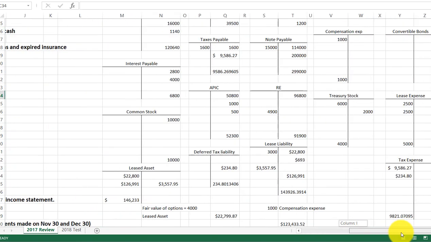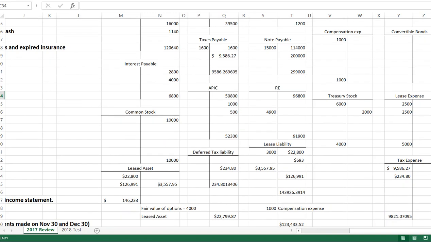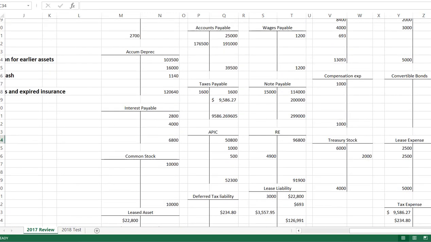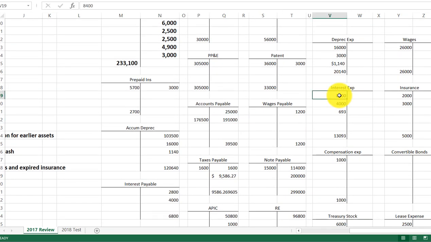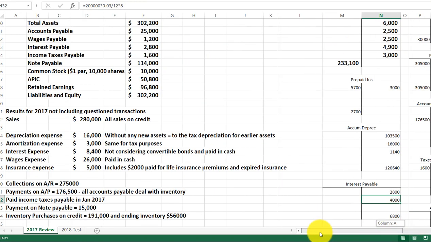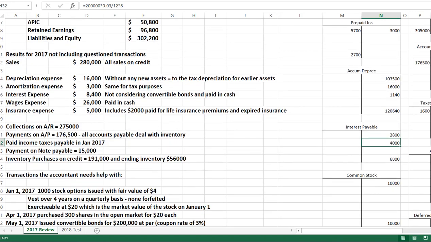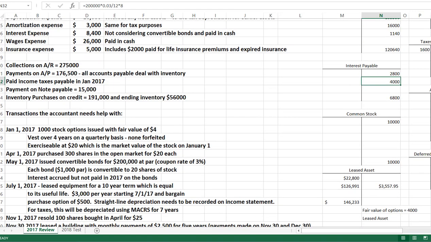Coupon rate is 3%, so we calculate it for the whole thing, and interest expense then, and interest payable would be calculated on that at $4,000. So 200,000 times 3% divided by 12 multiplied by 8 months that it had in place.